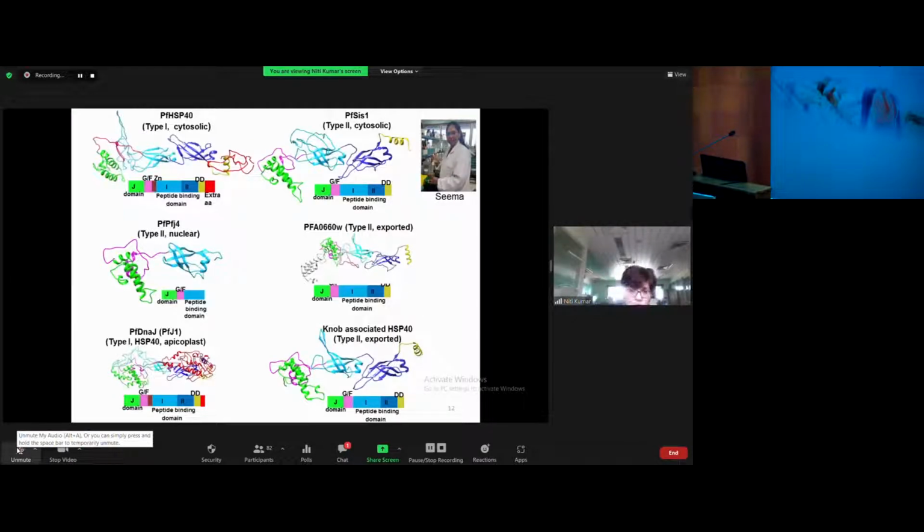Seema joined my lab in January 2020, and we are now trying to look into different cytosolic and organellar HSP40s. And these are the domain organizations of these. They have highly diverged peptide binding domains, and this also suggests that these HSP40s may have some non-canonical roles or have HSP-independent roles in the parasite.